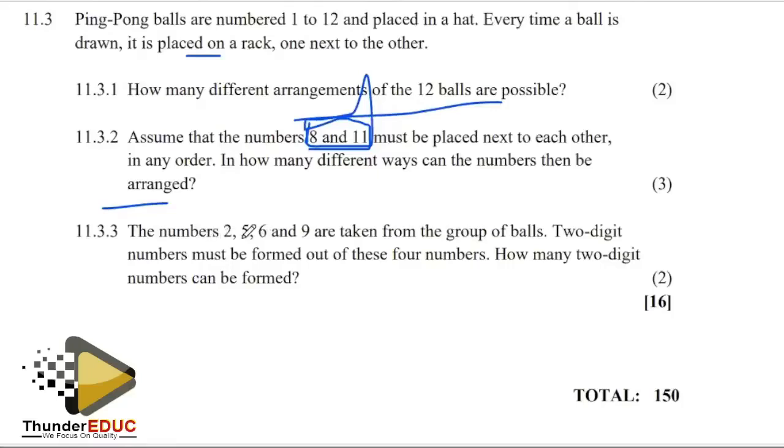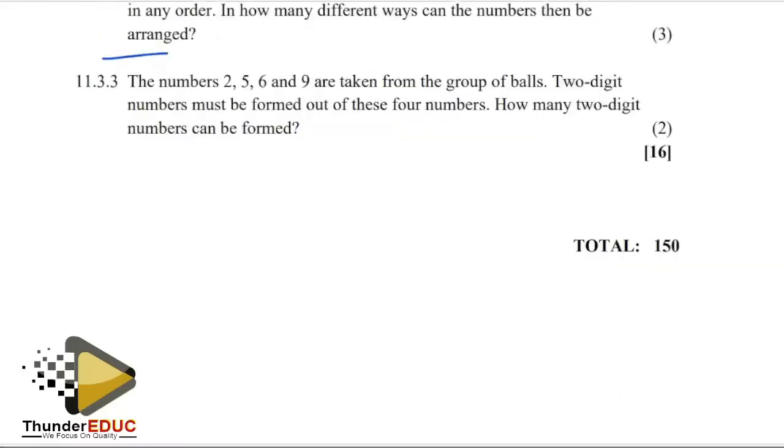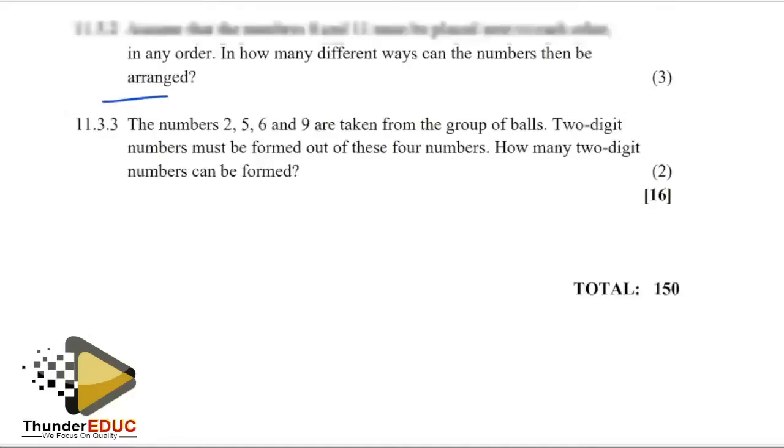Then the numbers 2, 5, 6, and 9 are taken from the group of balls. Then 2-digit numbers must be formed out of these 4 numbers. How many 2-digit numbers can be formed? So you have 4 options, and we only need 2 of them. So we need to know permutations and combinations.